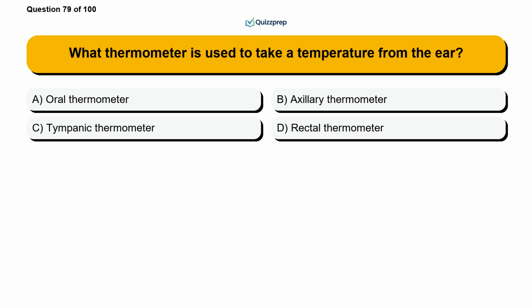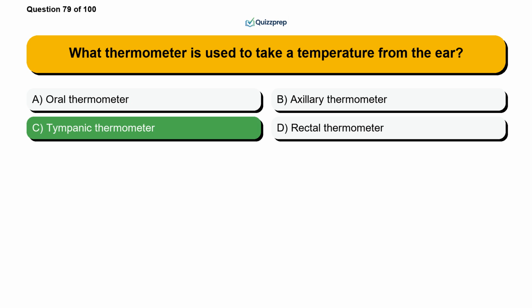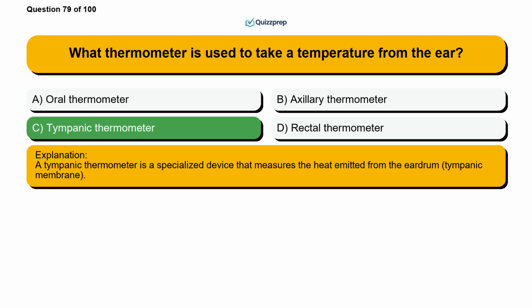Question 79. What thermometer is used to take a temperature from the ear? Option A, oral thermometer. Option B, axillary thermometer. Option C, tympanic thermometer. Option D, rectal thermometer. The correct answer is option C, tympanic thermometer. A tympanic thermometer is a specialized device that measures the heat emitted from the eardrum, the tympanic membrane.